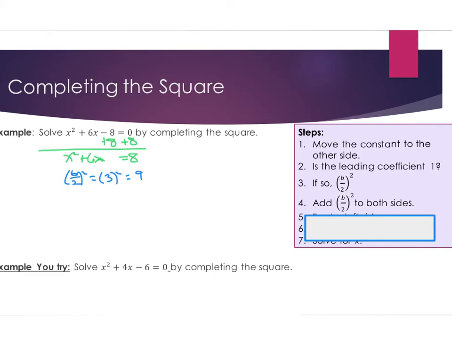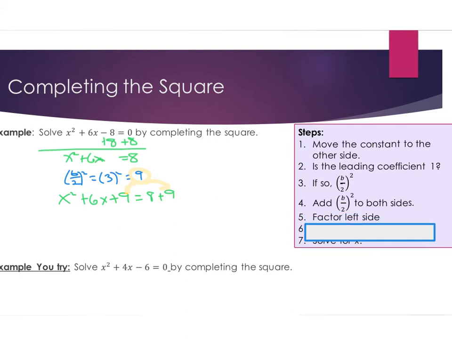Next, we're going to add that number to both sides of our equation. So we'll have x squared plus 6x, plus 9, equals 8 plus 9. In reality, what we just did is we took this 9 here and added it to both sides of our equation.